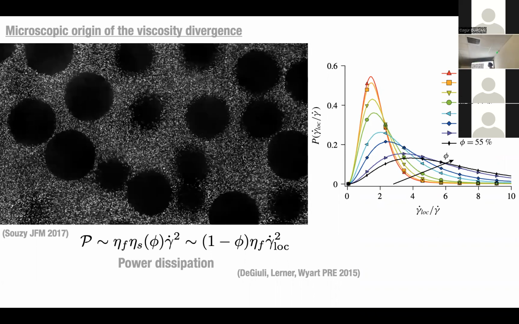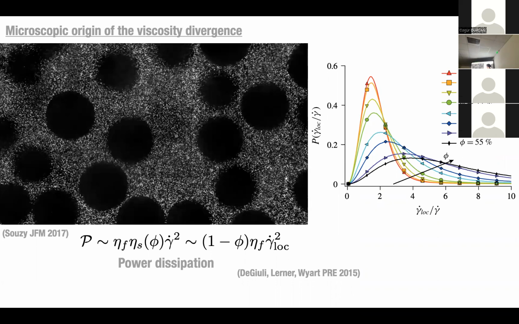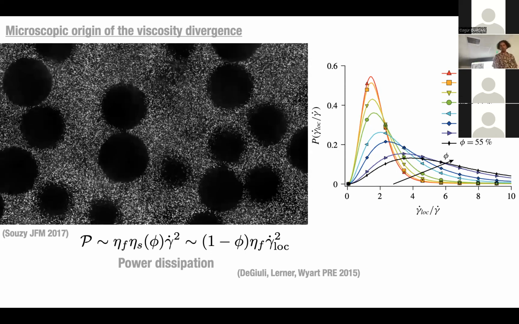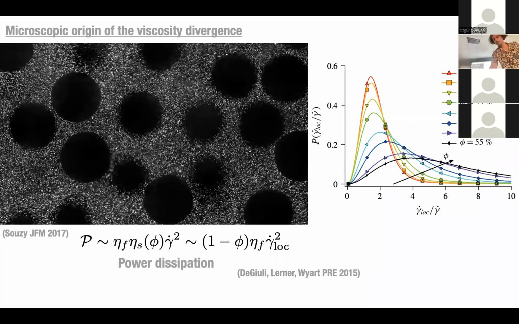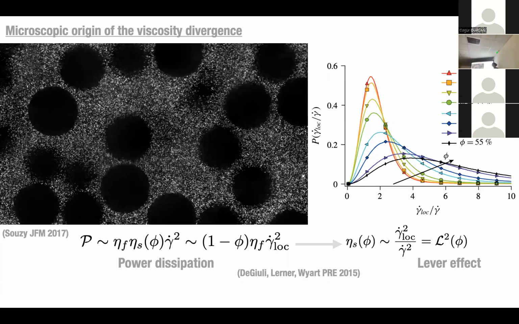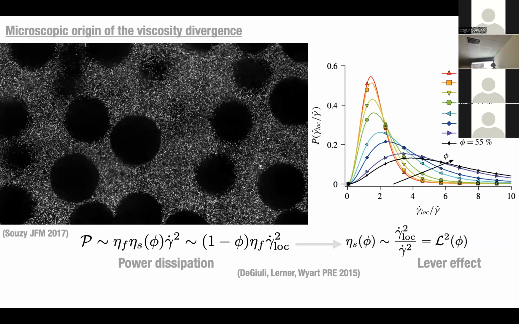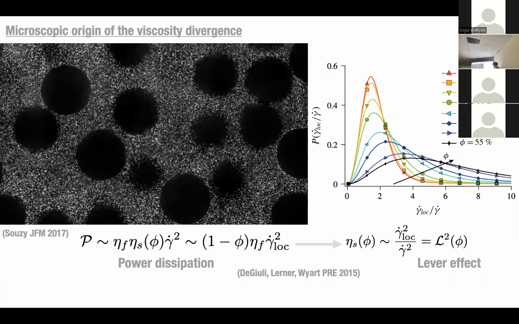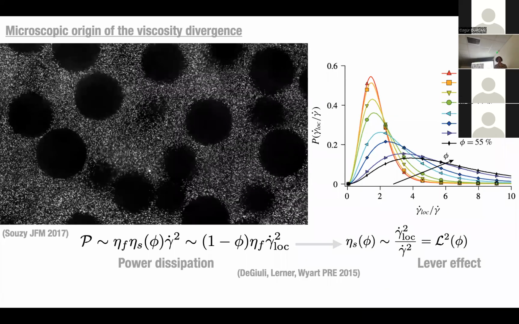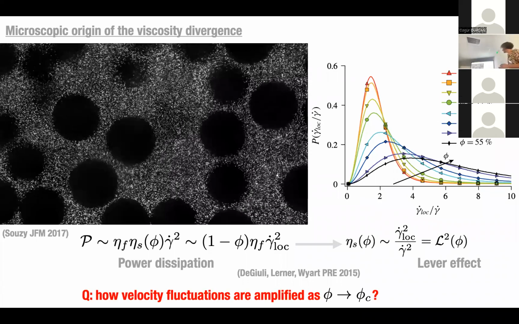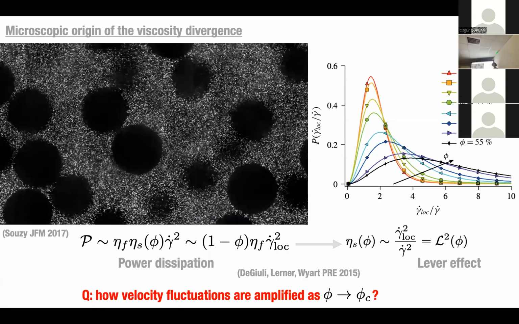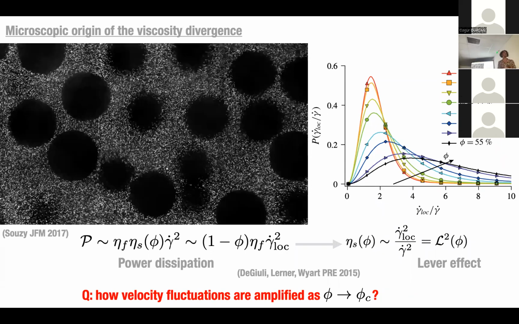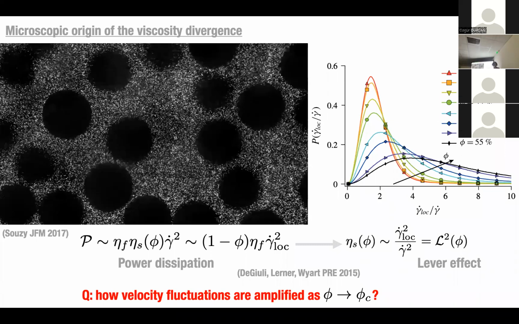And so the dissipation due to the fluid phase is the volume of the fluid, 1 minus phi, times the fluid viscosity, alone this time, times the local shear rates. And so like this, you can extract that the suspension viscosity actually goes as the local shear rate squared divided by the macroscopic shear I impose, which are amplified. And so this defines what they call the lever function, because now to understand the suspension viscosity, the whole question resumes to understanding how the velocity fluctuations in the fluid are amplified when you put more grains in the system, and as the volume fraction goes to jamming.